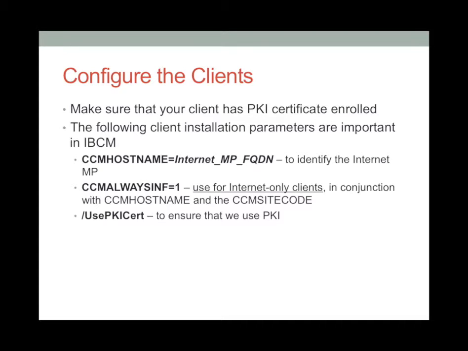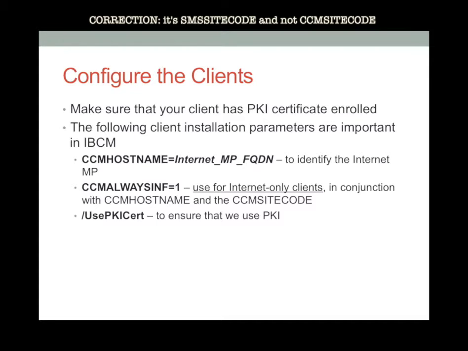A few notes for you to configure the clients. When you configure the clients, make sure that your client has a PKI certificate enrolled. Okay, it has to have the client certificate. Then, when you install the Configuration Manager client, the following parameters are important when we implement IBCM. First is the CCM host name. CCM host name should be equal to the internet MP fully qualified domain name.